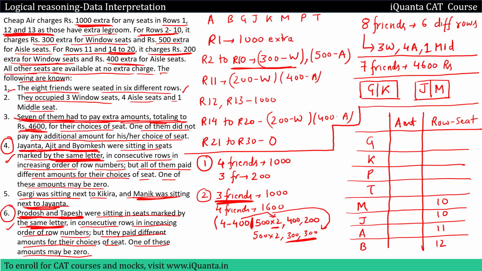Let us look into the third case possible, when 2 friends will be paying 1000 each. In that case the other 5 friends, they will have to pay 2600 in total. But we know that a person cannot pay more than 500, because he'll pay maximum 500 when he'll take the aisle seat in one of the rows R2 to R10. So it is impossible for a friend to pay more than 500. And here if I make 5 friends pay a total of 2600, one will definitely have to pay more than 500. So this case is impossible.